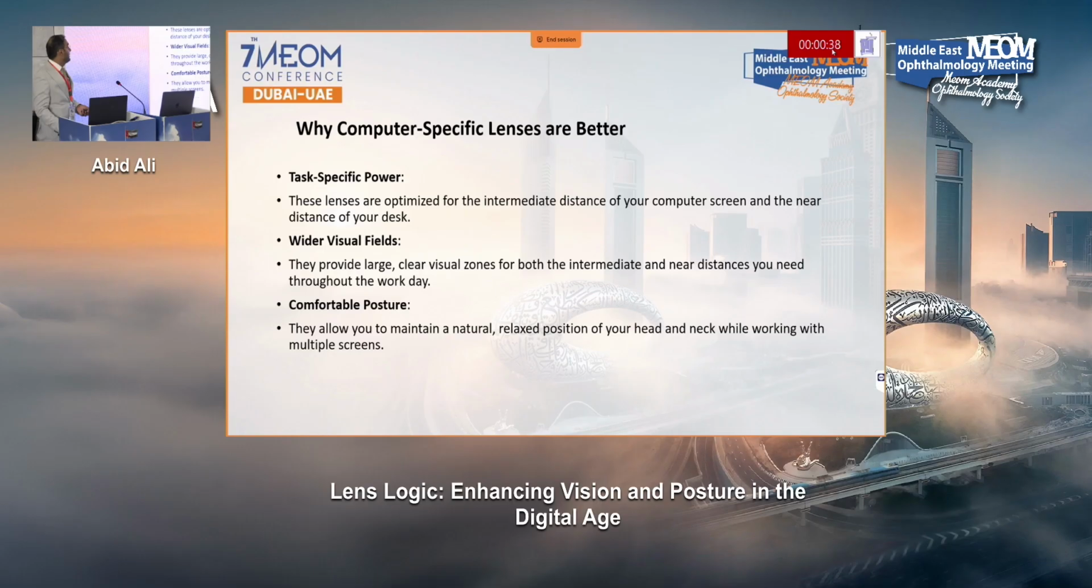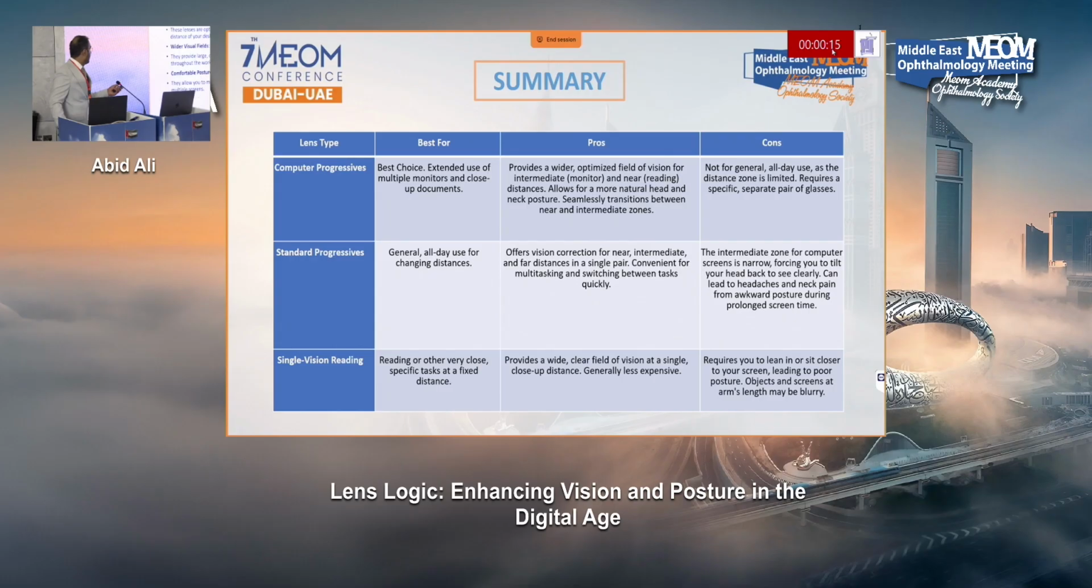So why are the computer specific lenses better? It's more task specific, so it's giving you a bit wider field of vision. At the same time, you can see the intermediate zone up to 90 centimeters or 120 centimeters. And the wider field of vision means that you are not moving your head a lot to follow the lines or the screens. And then the comfortable posture. This is just a summary of computer progressive, standard progressive and single vision. We discussed this already, but this is a short summary.